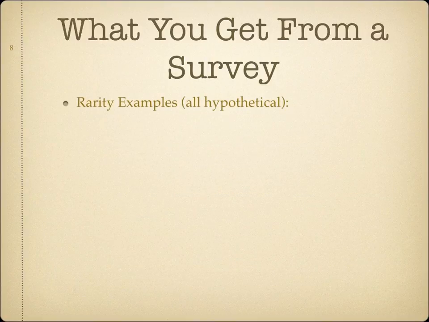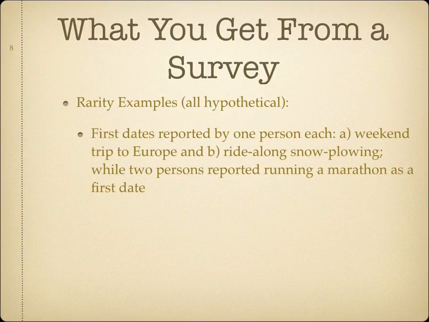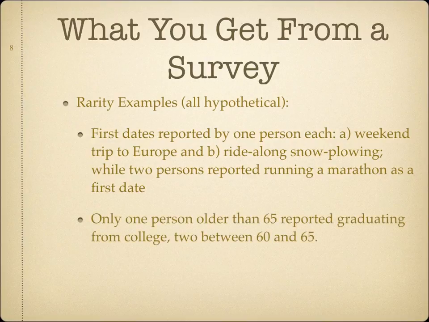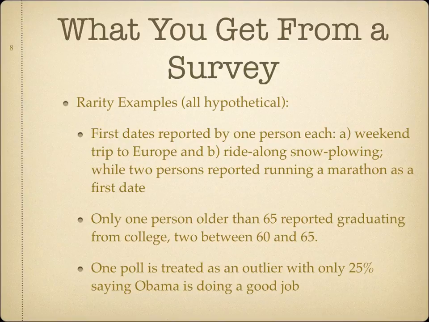Other rarity examples, again, all hypothetical. First dates reported by one person each were a weekend trip to Europe and a ride-along snowplowing date, while two persons reported running a marathon as a first date. Only one person older than 65 reported graduating from college, two between 60 and 65. One poll treated as an outlier, with only 25% saying Obama is doing a good job. All of those would be describing rare examples that nevertheless show up in a data set.